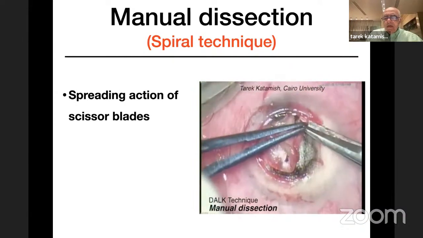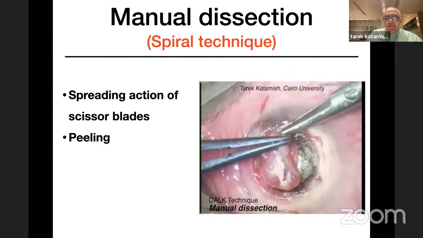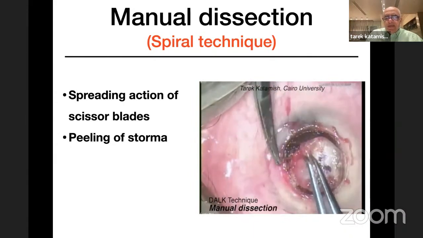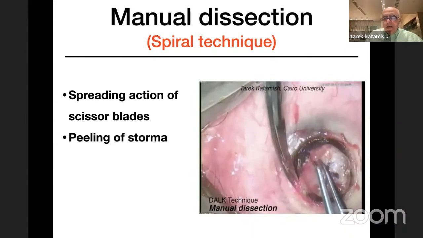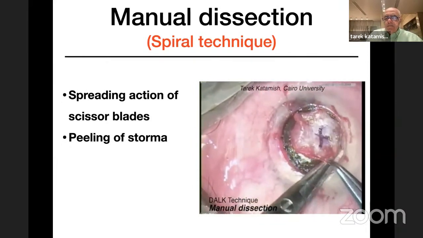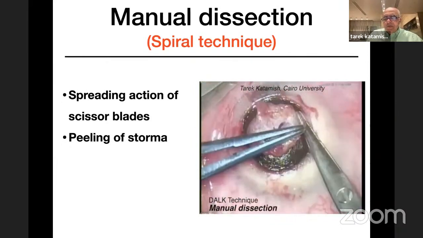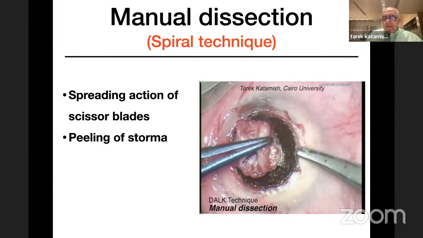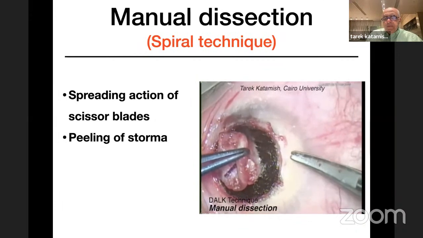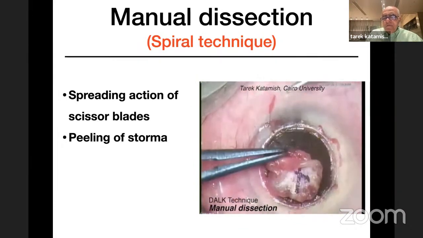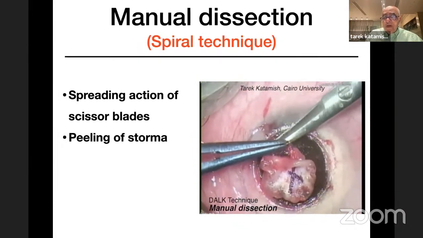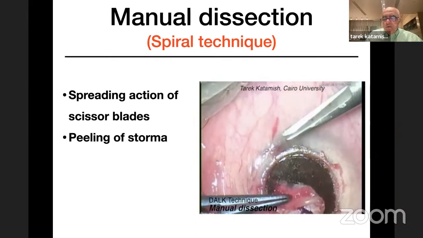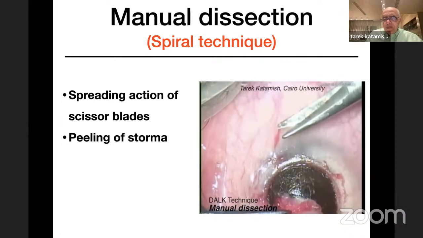You will be having a deeper plane until you find yourself able to peel off the stroma, as you will see now. Since you are in a deep plane, the stroma has a minimal attachment to the posterior layers, and you can start now doing, as you will see now, you see I'm doing peeling off. This peeling off couldn't be possible if I'm superficial. So you have to be very deep so that you can peel off the stroma, and to be in a very deep plane, as you see.